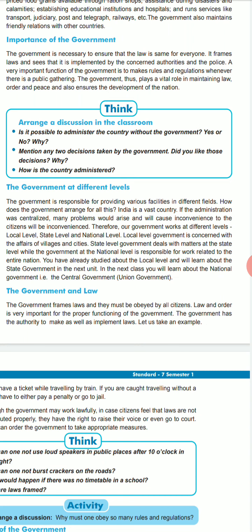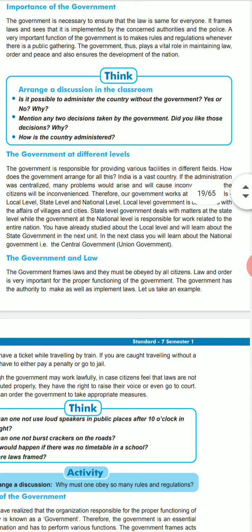Local level government is concerned with the affairs of villages and cities. State level government deals with matters at the state level, while government at the national level is responsible for work related to the entire nation. You have already studied about the local level and will learn about the state government in the next unit. In the next class, you will learn about the national government, that is the central government or union government.